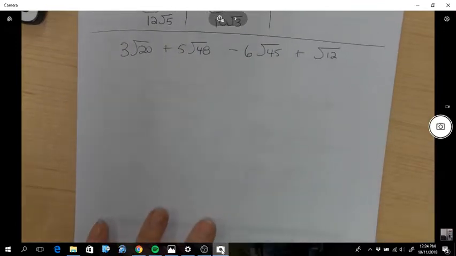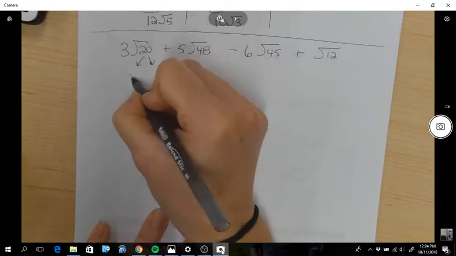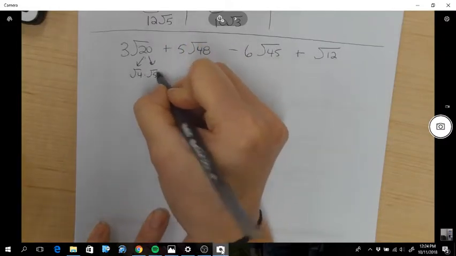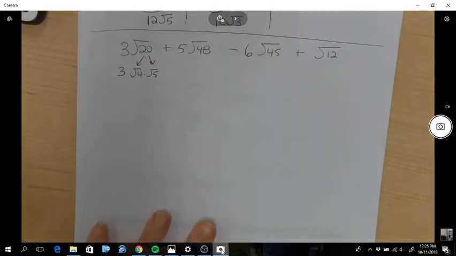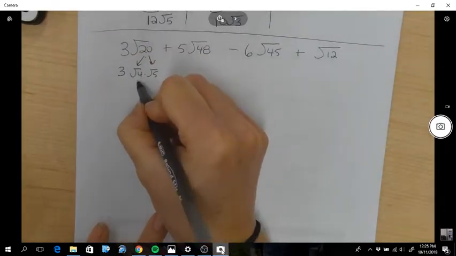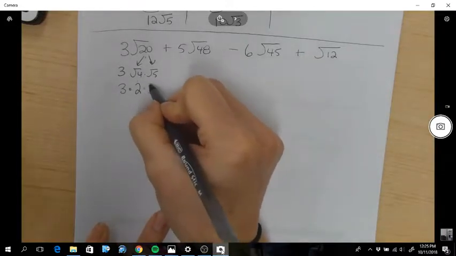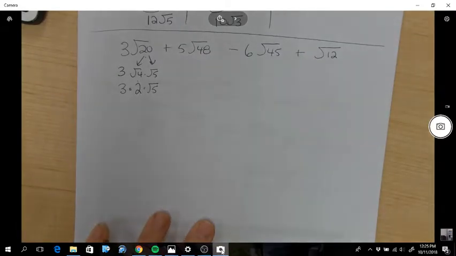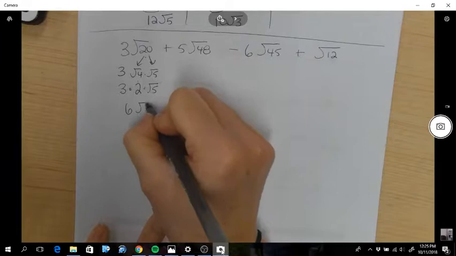Okay, root 20, it divides by 4, so I'm going to go root 4, root 5. Bringing the 3 into the front. Now I'm going to change the root 4, so that becomes a 2. And now I'm going to combine the coefficients. 2 times 3 is 6 root 5.